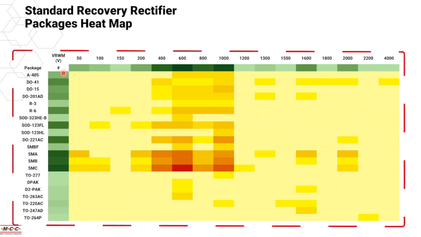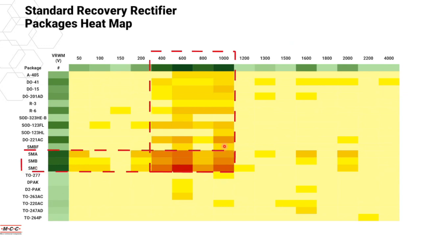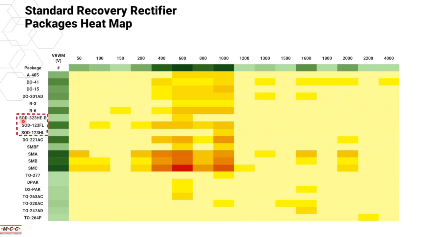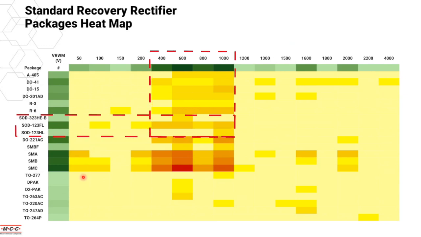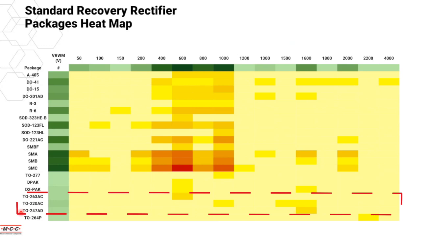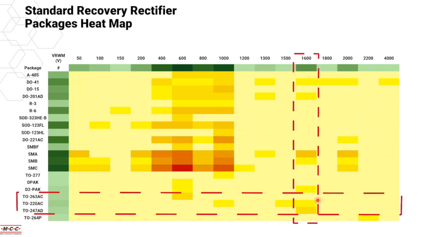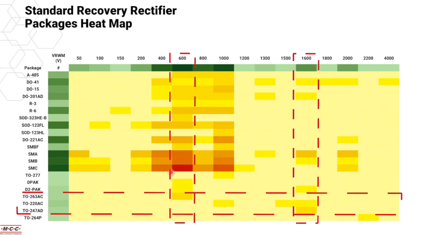This is another heat map that shows you the packages against the voltages offered. As I mentioned just now, from 400 volts to 1000 volts, we have a lot of options available. The SMA, SMB, and SMC packages are common packages offered in the range of 400 volts to 1000 volts. If you are looking at smaller packages such as the SOD-323 and SOD-123, we also have 400 volts to 1000 volts. And for the through-hole packages such as the TO-263, TO-220, and TO-247, they basically cover the range for higher voltage, about 1600 volts, as well as 600 volt devices.